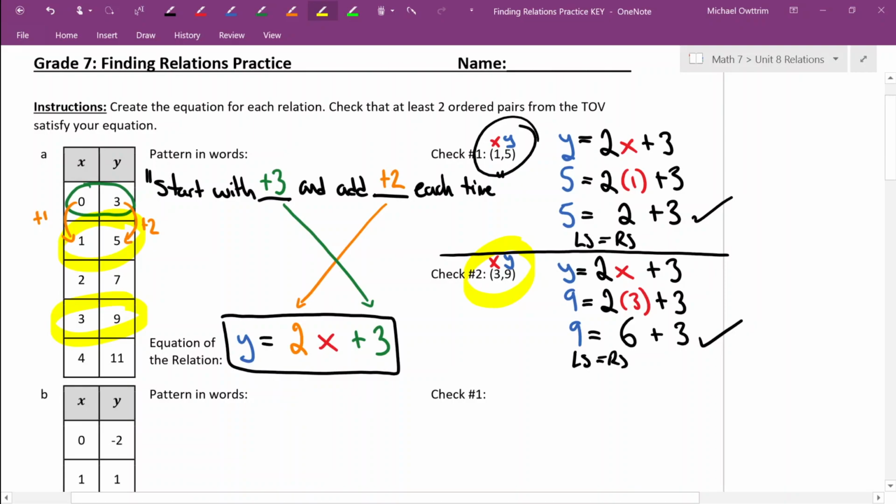Now, it really doesn't matter what points you choose in your table of values to check your equation. If your equation does work for 2 points in your table of values, then it is going to work for all the points in your table of values, as long as you're really confident that you haven't messed up the calculations for those 2 points.